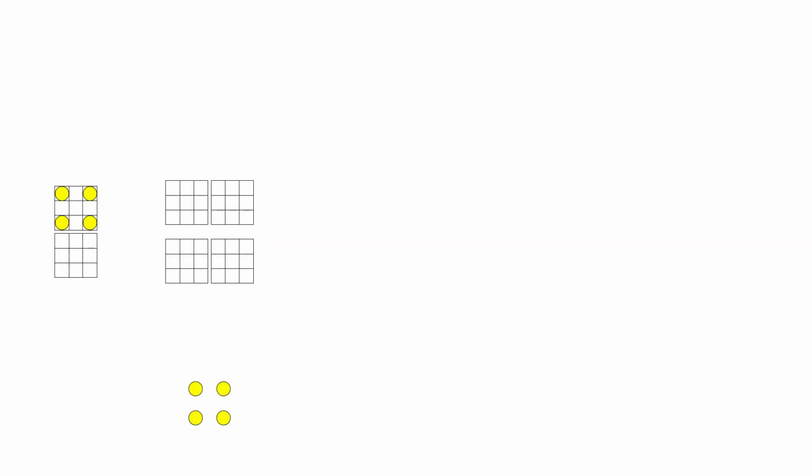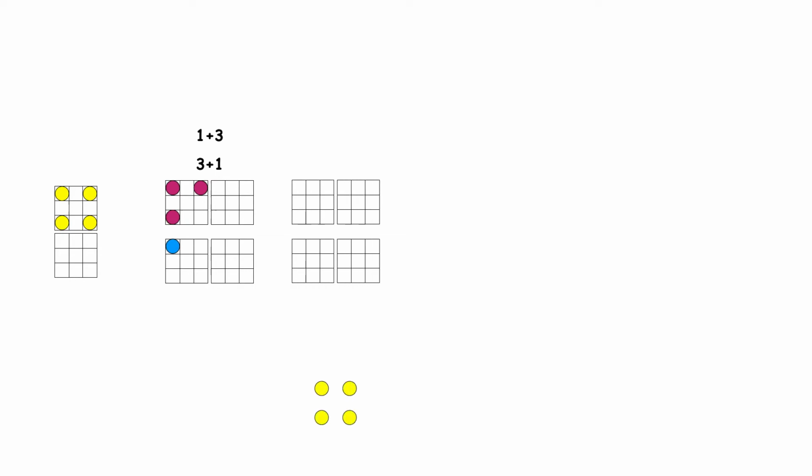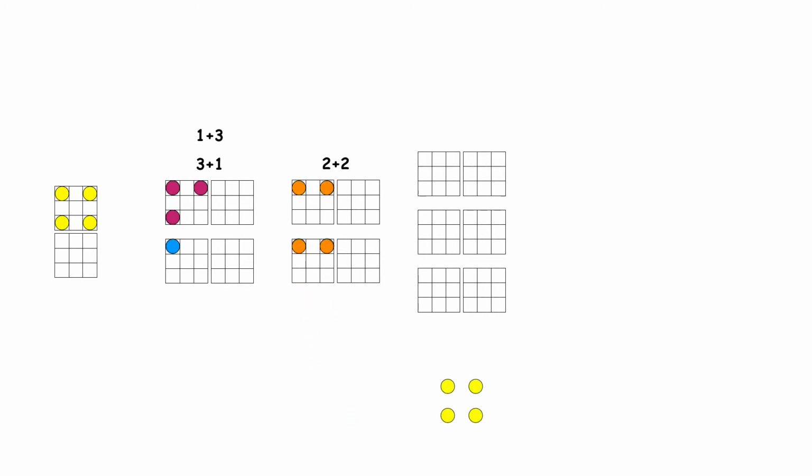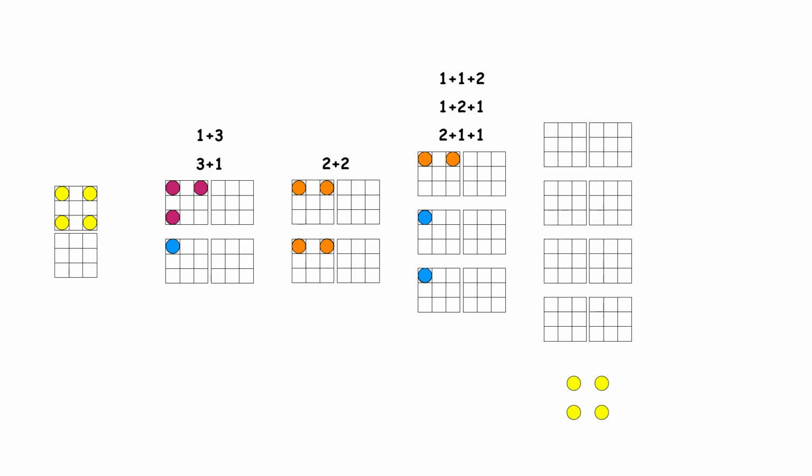Let's look at all the ways to partition 4. 4 is the same as 3 and 1. And 1 and 3. 4 is the same as 2 and 2. 4 is the same as 2 and 1 and 1. And 1 and 2 and 1, and 1 and 1 and 2. 4 is the same as 4 ones.